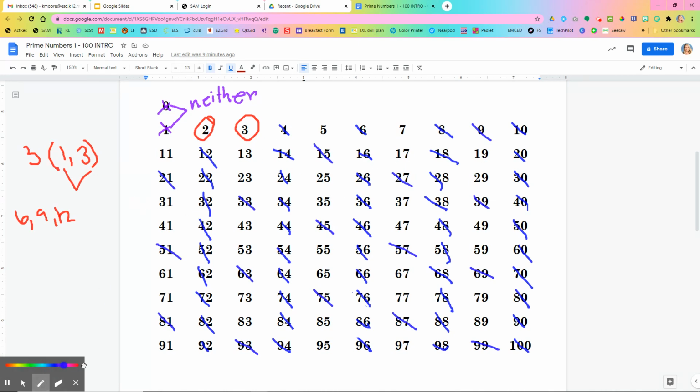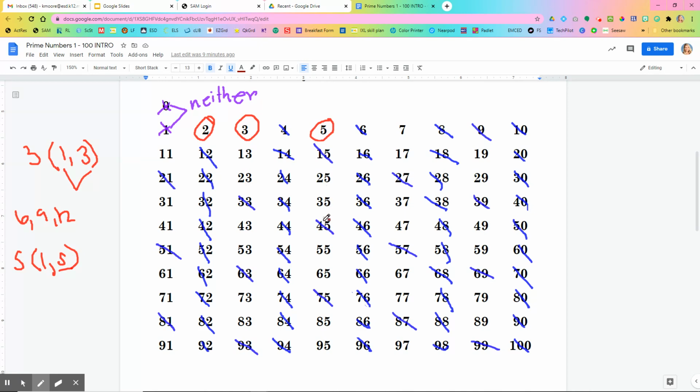Now let's look at 5. What are my factors of 5? The only numbers that will give me 5 are 1 times 5. 2 won't work, 3 won't work, 4 won't work, and 5 works, but it's already up there, so I'm done. So since this has exactly 2 factors, or exactly 1 factor pair, because there's 2 numbers in a pair, this is a prime number.